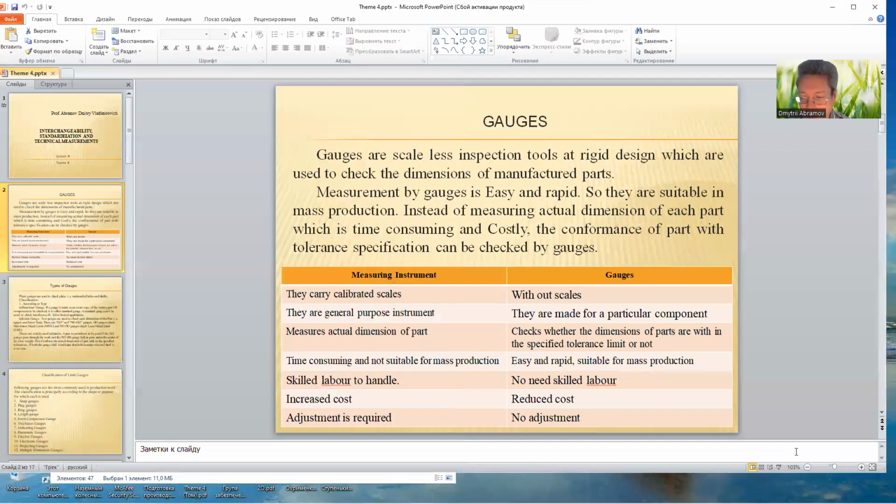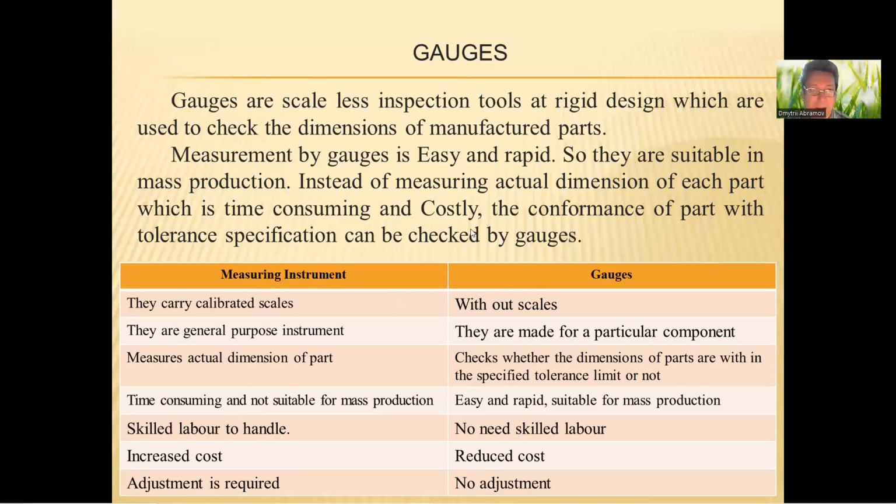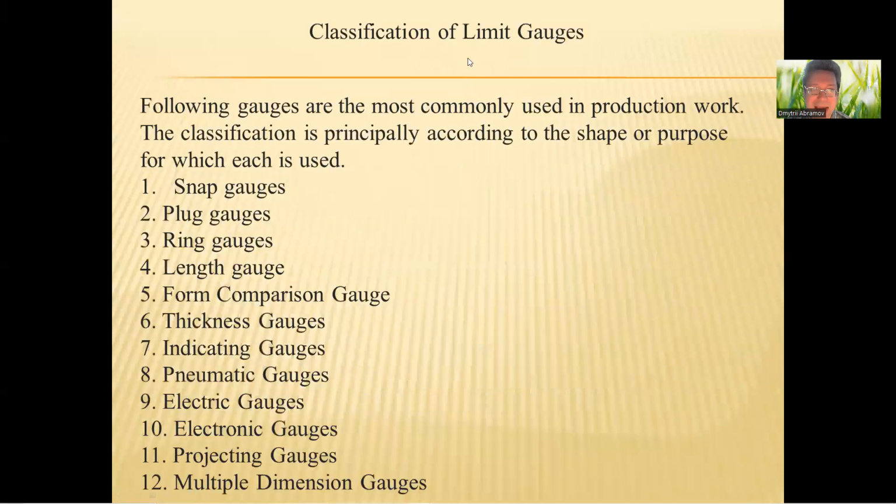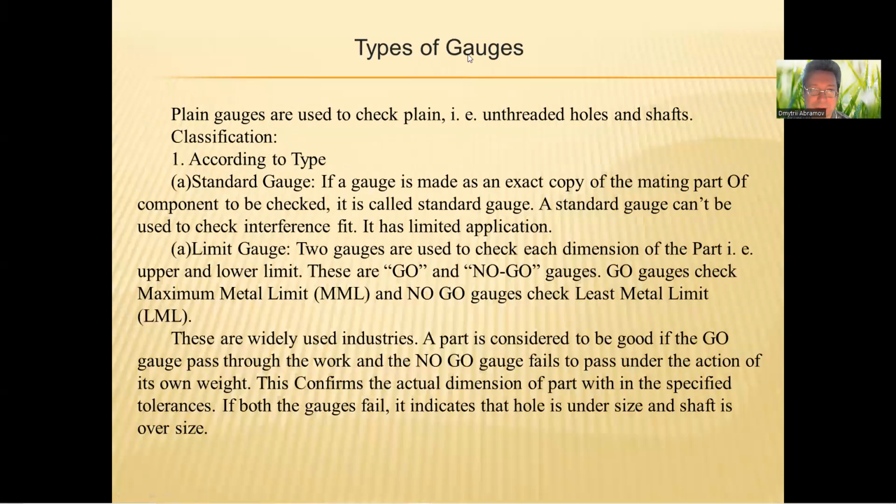And we continue our lecture. The next slide starts. The next slide, types of gauges. Types of gauges. Plain gauges are used to check plain holes and shafts.